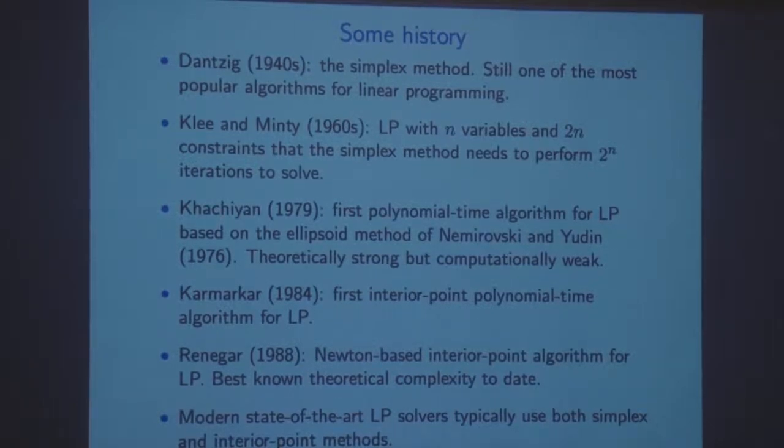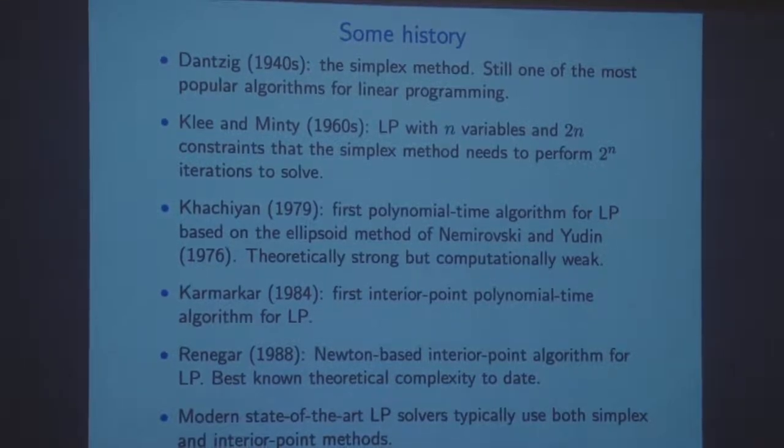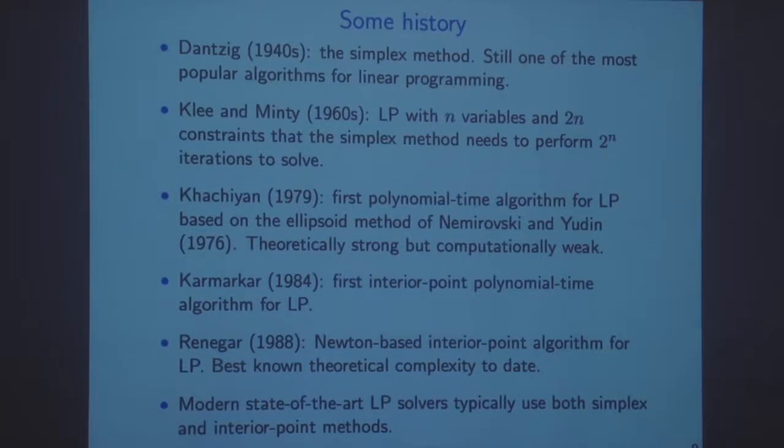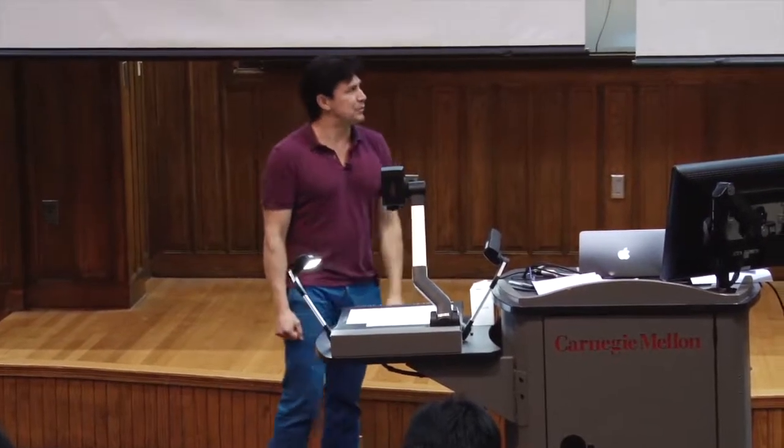And then one more historical note here. The best theoretical complexity known for linear programming is due to Renegar, who gave a Newton-based interior point algorithm. So what we are going to discuss in the next half an hour or so is essentially a version of what Renegar did back in the late 80s. Okay? All right.